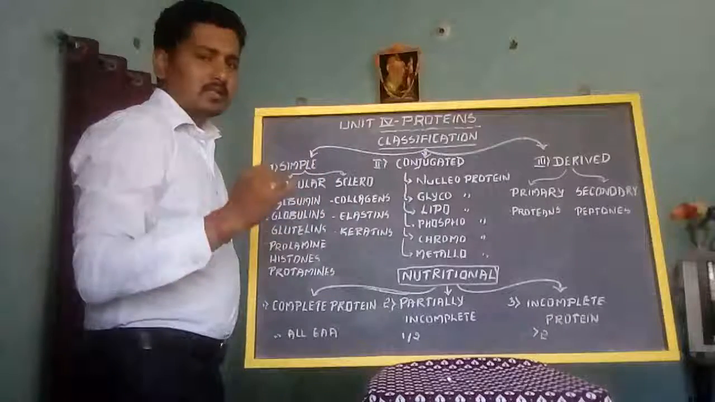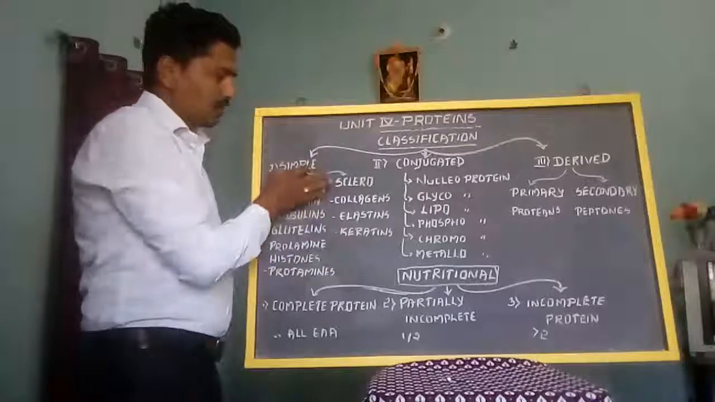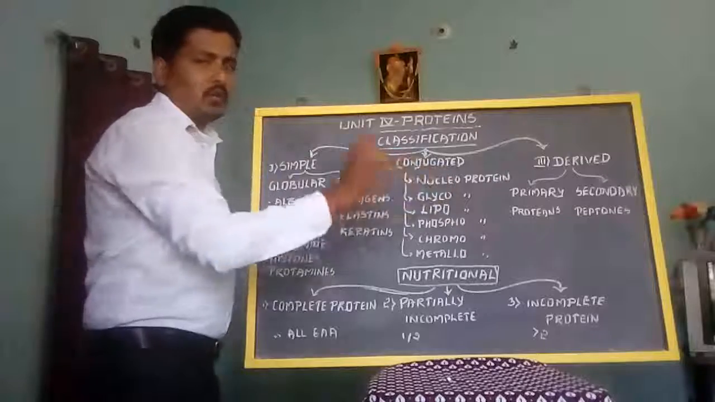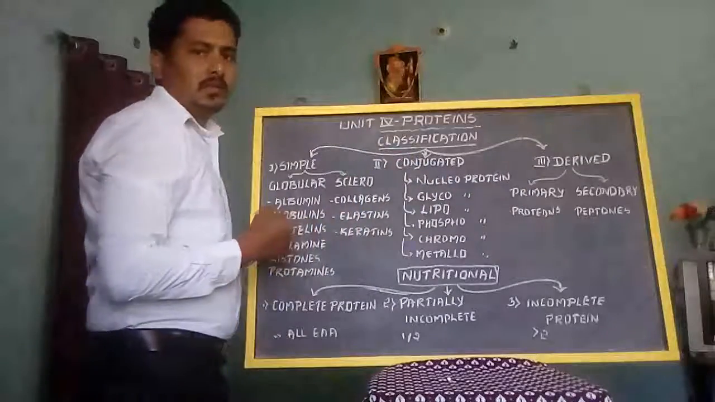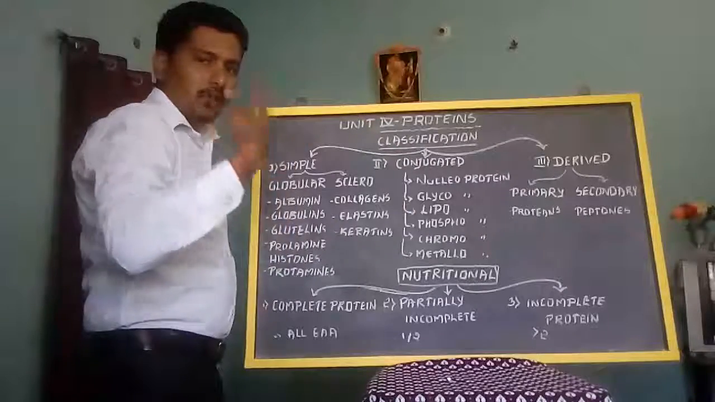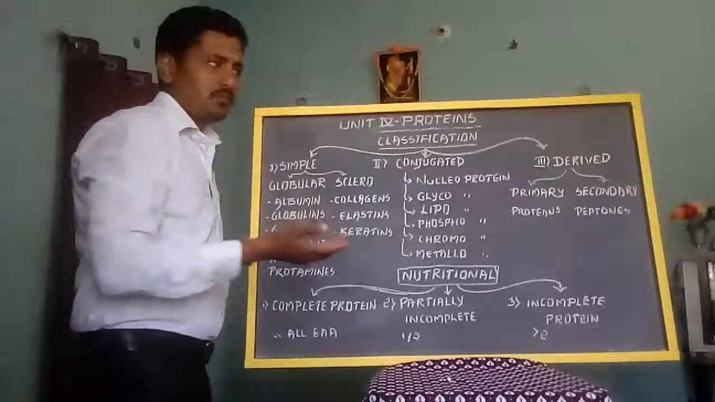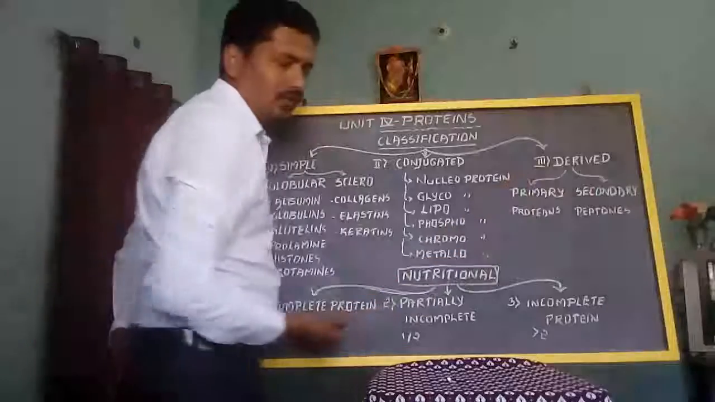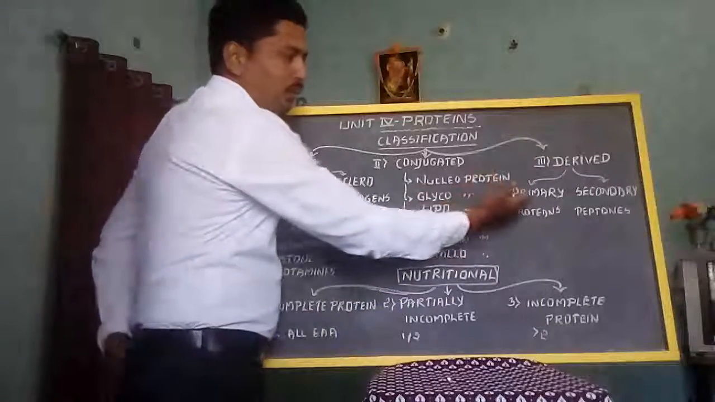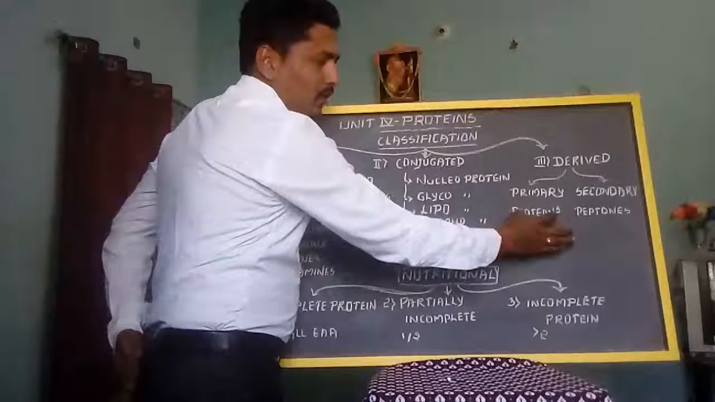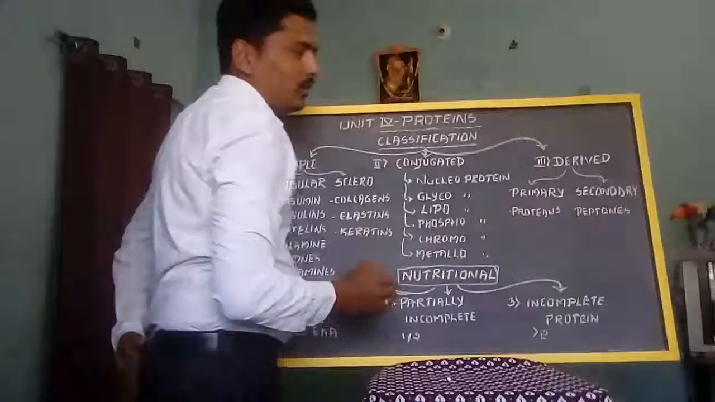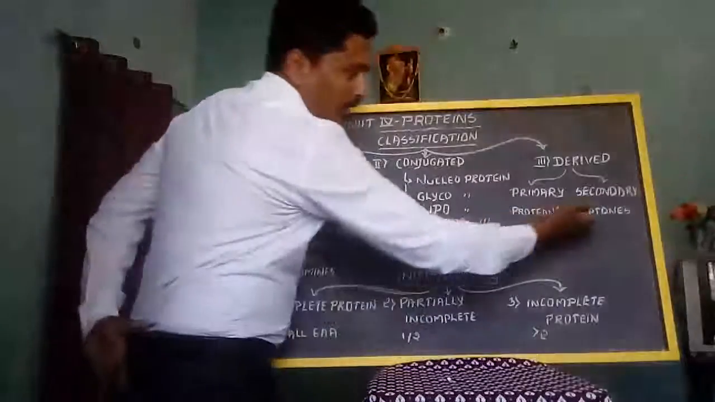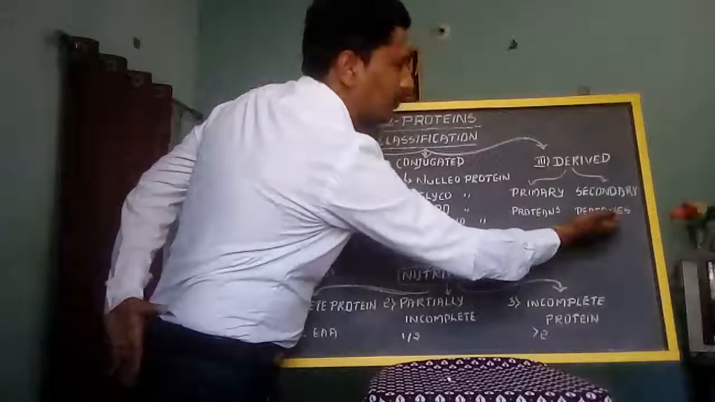At the initial step, the first steps of the reaction between simple and conjugated protein, the derived product is called primary derived protein. If we process one more step, that is secondary derived protein. An example of a primary derived protein is proteans. An example of a secondary derived protein is peptones.